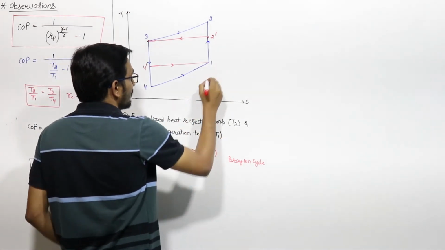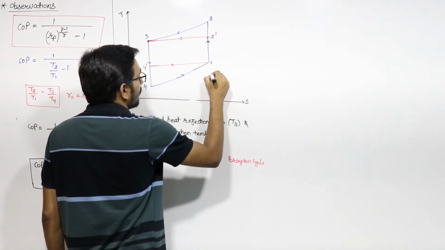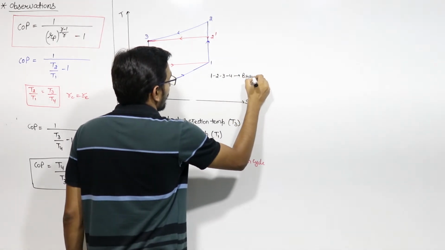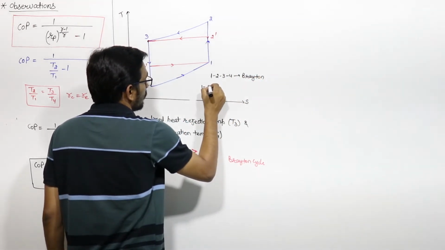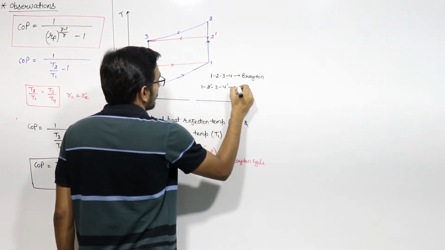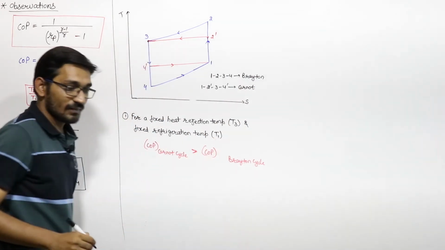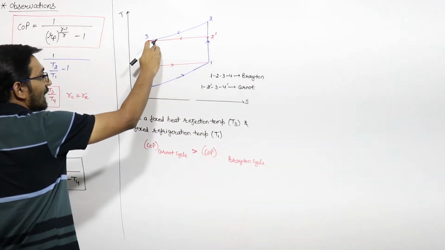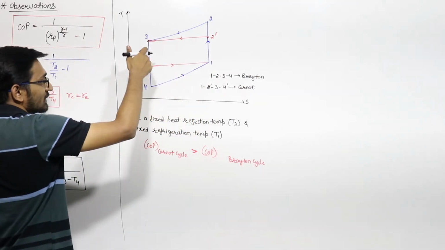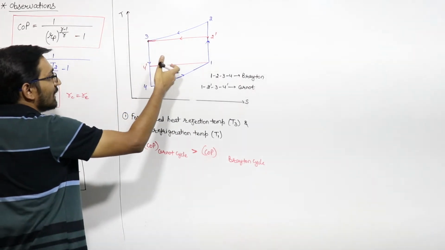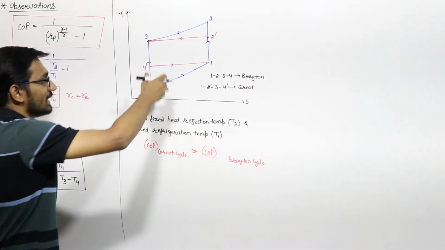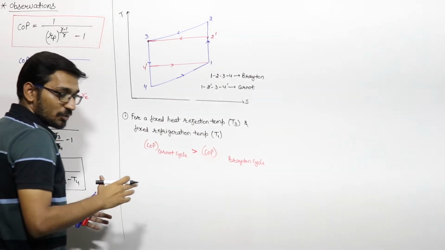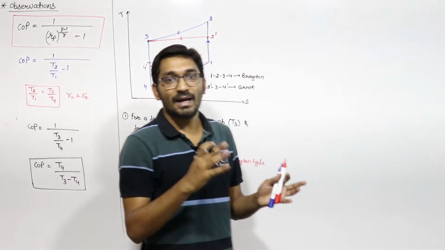So this cycle 1, 2, 3, 4 is a Brayton cycle, and 1, 2 dash, 3, 4 dash is a Carnot cycle. It is a rectangle, right? And what is the COP of this? Here the lower temperature is T4 or T4 dash, and the higher temperature is T3. T3 and T2 dash are the same, T4 dash and T1 are the same. So what is the COP of this Carnot cycle? COP of a Carnot cycle is lower temperature divided by higher minus lower.